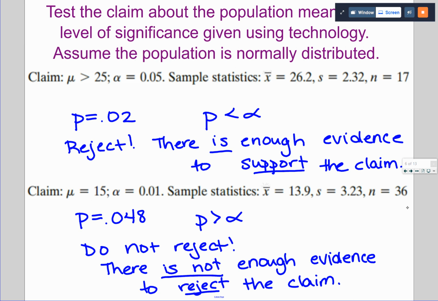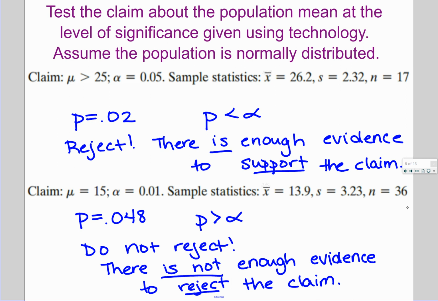So on the top one, I got a p-value, I rounded a little bit, about 0.02, which is less than my alpha, so I choose to reject. And then if I had to make a summary statement on that one, the claim there is an alternative hypothesis, so I would say there is enough evidence, because I rejected, to support the claim, whatever that is. And then the bottom one, I got a p-value of about 0.048, which is bigger than alpha, so I do not reject. So if I had to summarize, I would say, because I don't reject, there is not enough evidence. And then there, the claim is that it is a null hypothesis equal to, so we say to reject the claim.